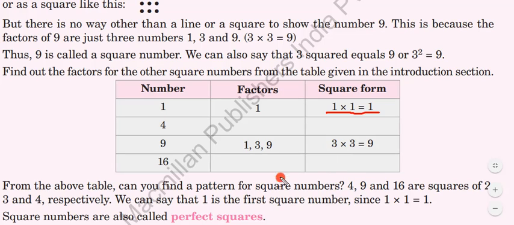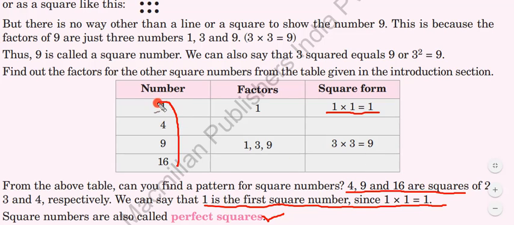From the above table we can find the pattern of the square numbers. 4, 9 and 16 are the squares of 2, 3 and 4 respectively. We can say that 1 is the first square number, since 1 into 1 is equal to 1. So square numbers are also called perfect squares. So what are the perfect squares? The numbers you are getting here, that is 1, 4, 9 and 16, are said to be the perfect square numbers.